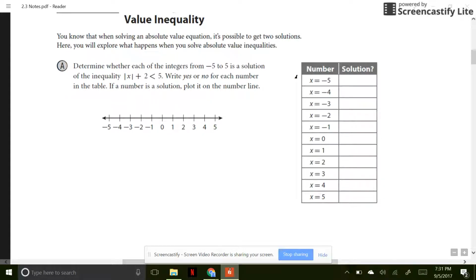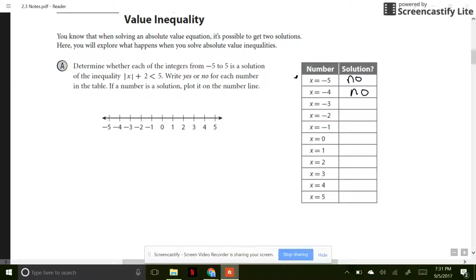So the first term we're going to look at here is when x is -5. Well, the absolute value of -5 is +5. +5 plus 2 is 7. Is 7 less than 5? No. Absolute value of -4 is +4. 4 plus 2 is 6. Is 6 less than 5? No.